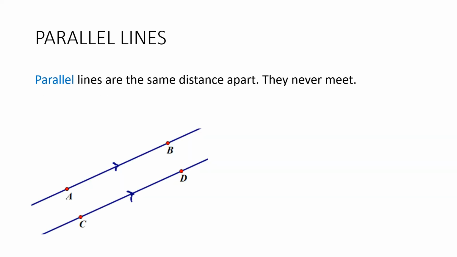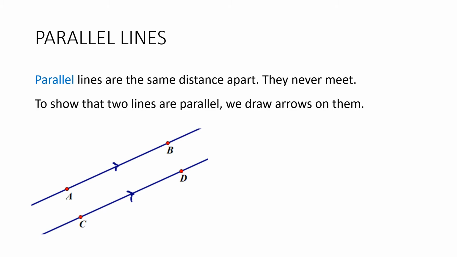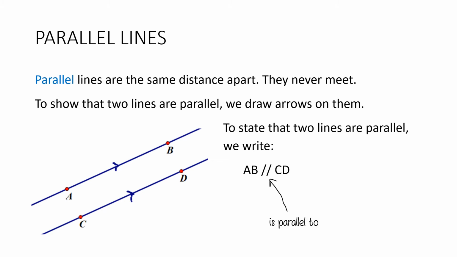Now I'm sure you remember this. Parallel lines are the same distance apart. They never meet. And if we want to show that 2 lines are parallel, we'll draw an arrow on each of them, like this. To state that 2 lines are parallel, this is what we write. AB is parallel to CD.